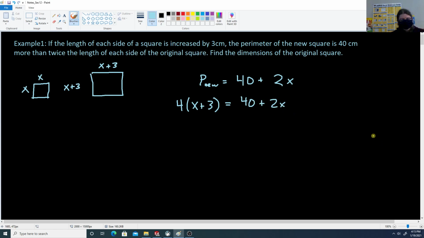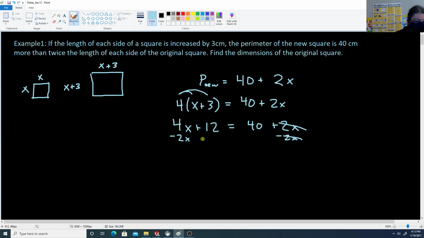And from this point, we just have to solve the whole thing for x. So we'll distribute the 4. Get 4x plus 12 equals 40 plus 2x. I need to gather all the x's on the same side, so I'll subtract the 2x across. And this 12, I'll subtract it over. So 4x take away 2x is 2x. 40 take away 12 is 28. So we divide by 2, and we get x equals 14.